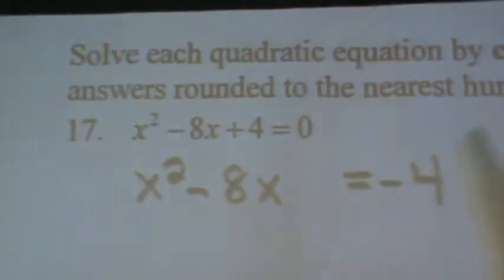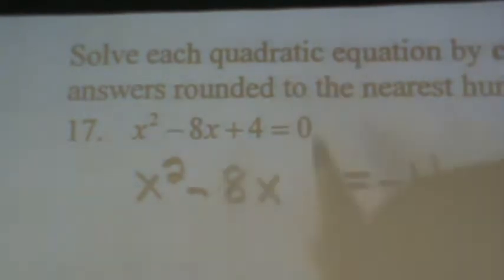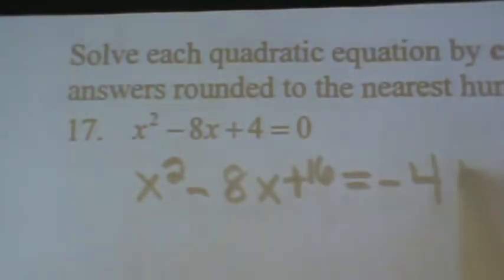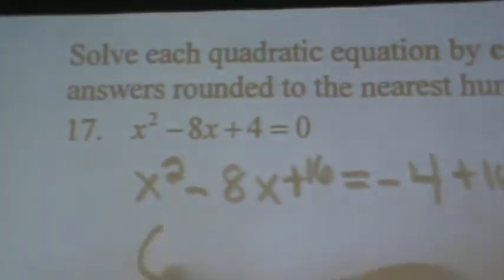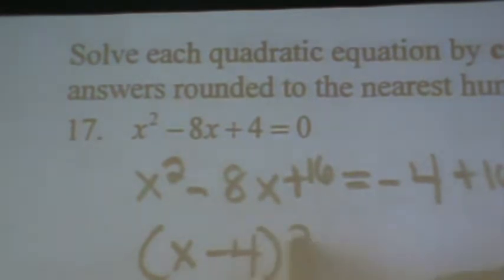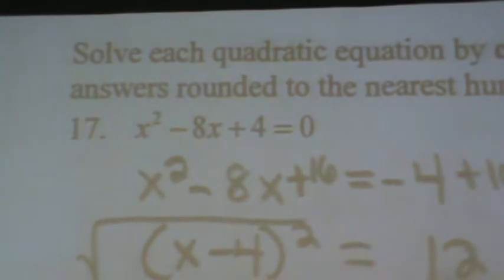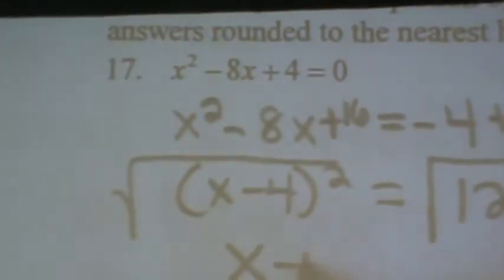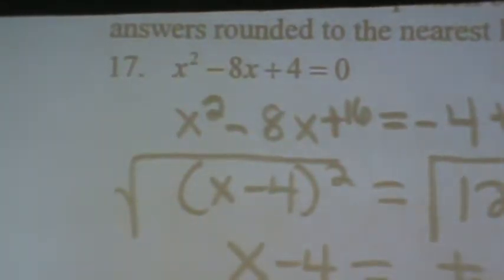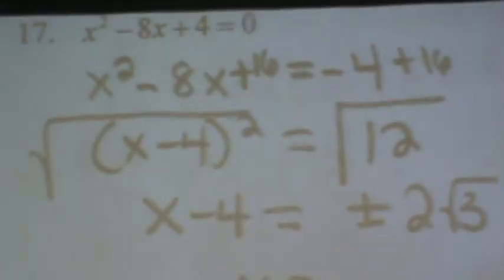Then what? Half of 8. Half, square it. What do you get? 16, right? Factor. Equals 12. Square root, x minus 4 equals plus or minus 2 root 3. Then what? Add 4, right?